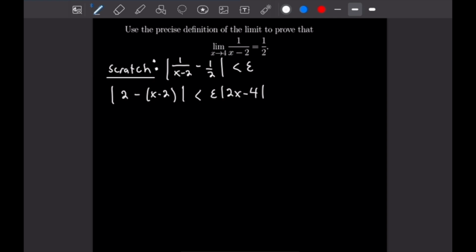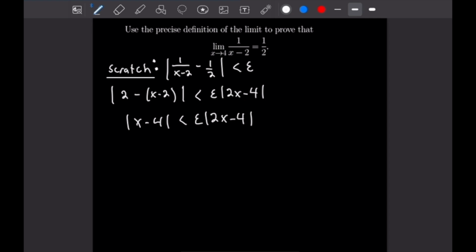So we can see that we can combine our 2's on our left-hand side here, and we will get 4 minus x, but you can flip the signs within the absolute value as long as you change them both. So we're going to change that to x minus 4 because that is of the form that we desire. So this will become x minus 4 here, and that is going to be less than epsilon times the absolute value of 2x minus 4. Great. And so once again, we are going to want to do some wishful thinking here so that we can bound our 2x minus 4.